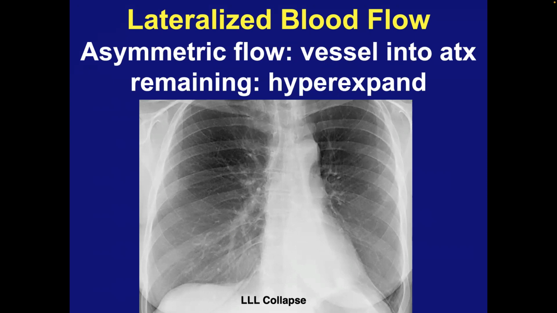And why does lobar collapse give asymmetry to the hilar vessels? Well, because the artery serving that collapsed lobe is pulled into the atelectasis, and you can't see it. It's only the remaining vessels that you can see in the hila. In this case, it'll be the left upper lobe artery. The remaining aerated lung, in this case the left upper lobe, has to hyperexpand to fill the space that's left over from the collapsed lobe. And that fixed number of vessels in the left upper lobe are splayed out in the hyperexpanded lung, making the lung look relatively hyperlucent with small vessels.